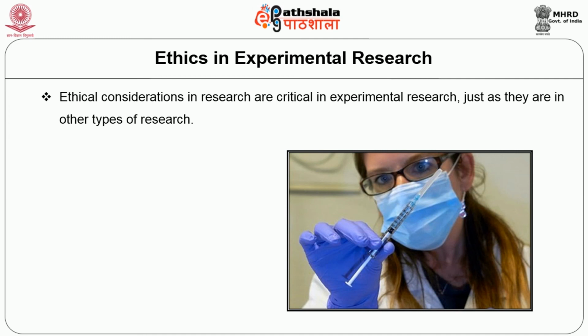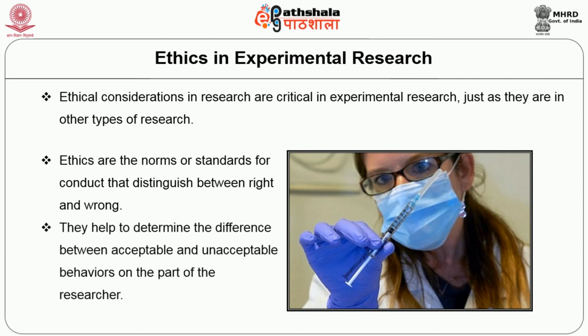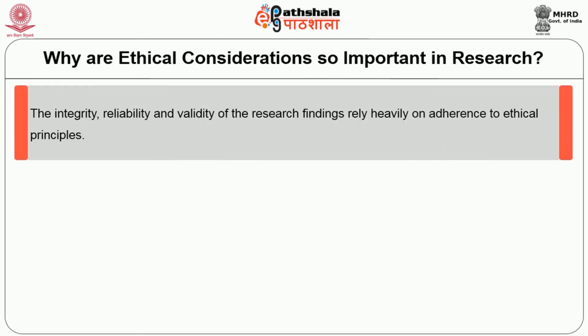So, ethical considerations are critical in experimental research. Just as they are in other types of research, ethics are the norms or standards for conduct that distinguish between right and wrong. They help to determine the difference between acceptable and unacceptable behavior on the part of the researcher. Why are ethical considerations so important in research? Because they include the integrity, reliability, and validity of the research findings.